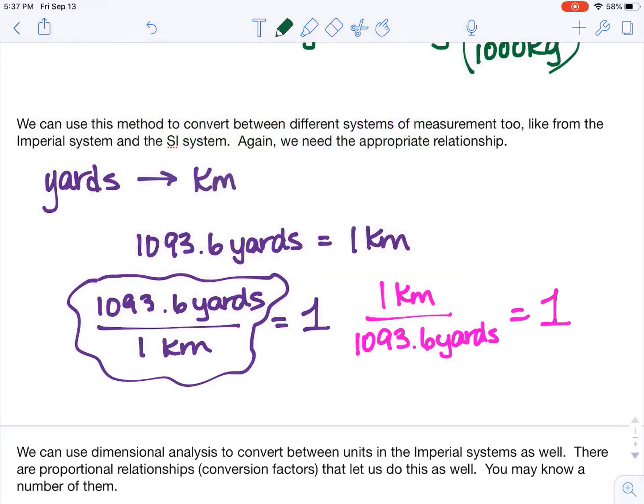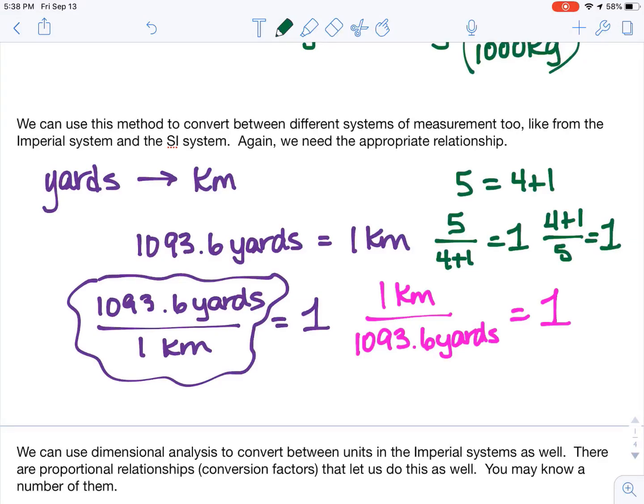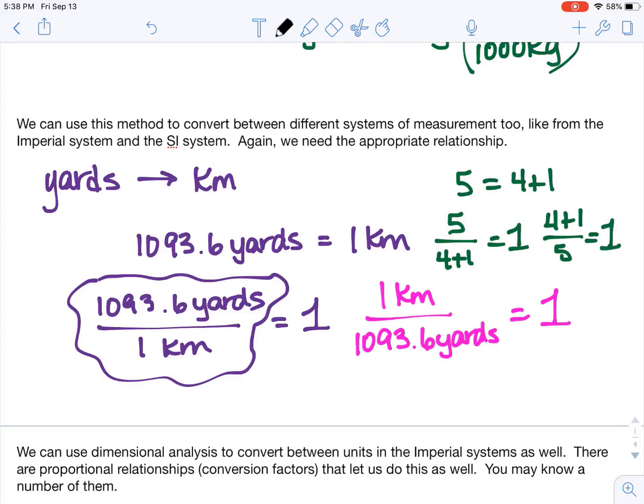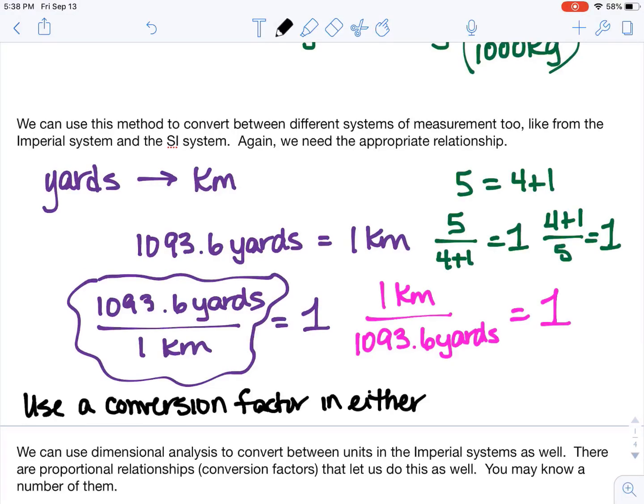Because if we think back to our example from the beginning, if 5 is equal to 4 plus 1, 5 over 4 plus 1 is equal to 1, as well as 4 plus 1 over 5. Right? So both of those things are equal to 1. So conversion factors can actually be used in either orientation. I can use the factor that I wrote the first time or its reciprocal. And that's going to allow us to really get full use out of them, because maybe it's not always going to be lined up that I need yards on top. Maybe I'm going to need kilometers on top at some point as well.